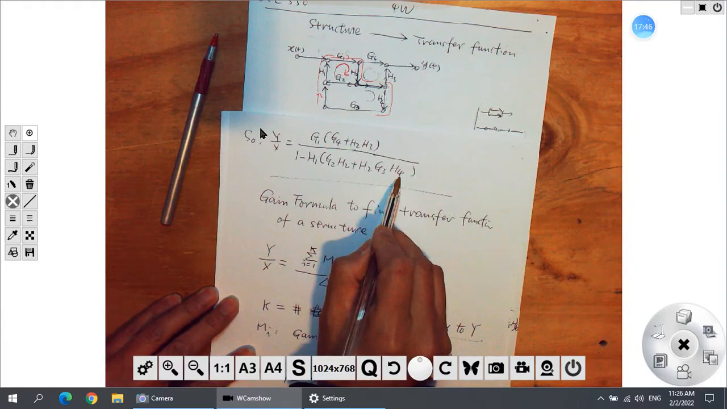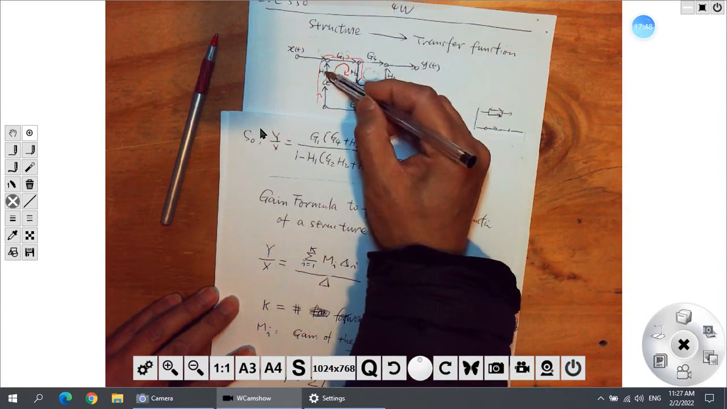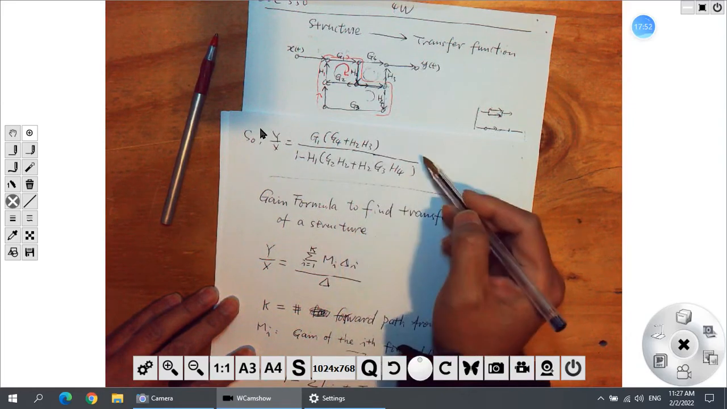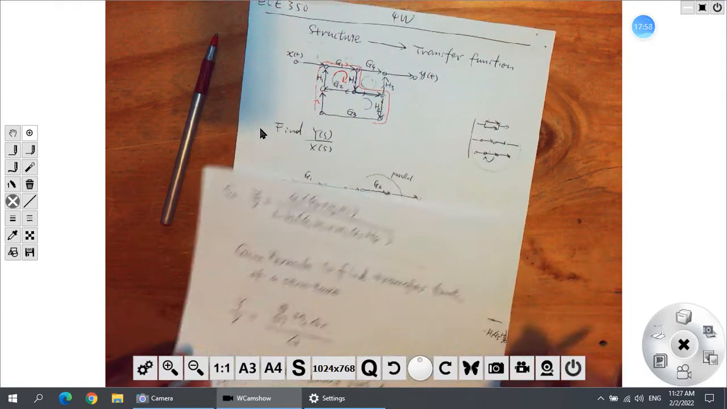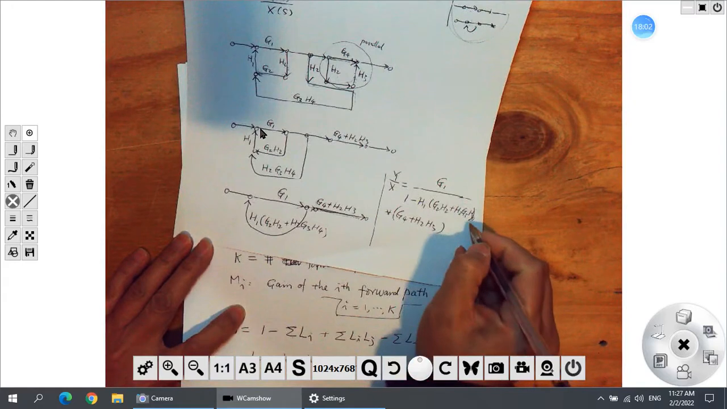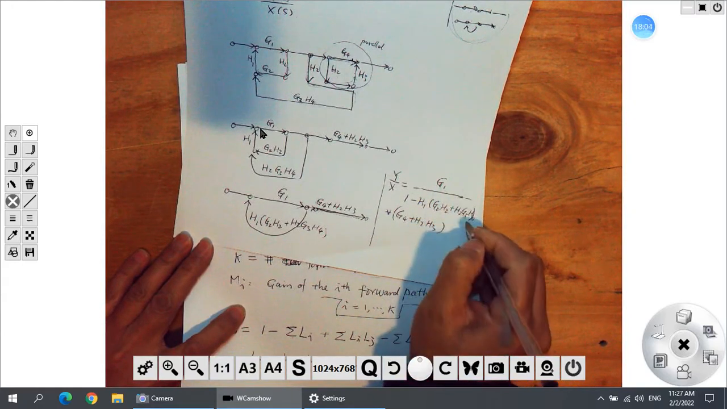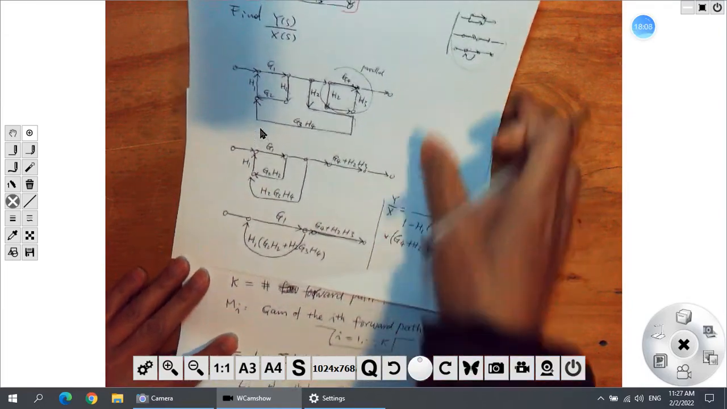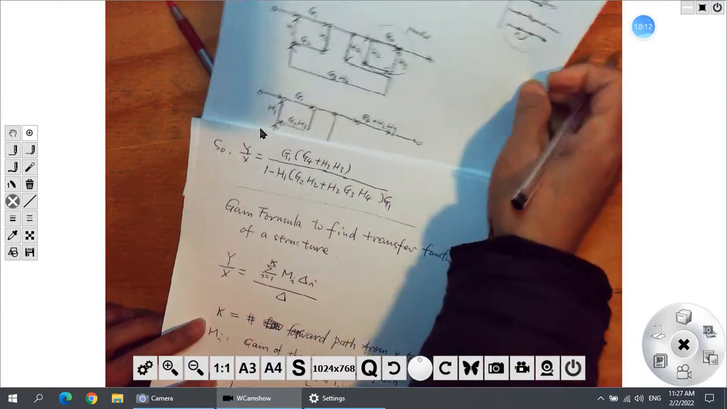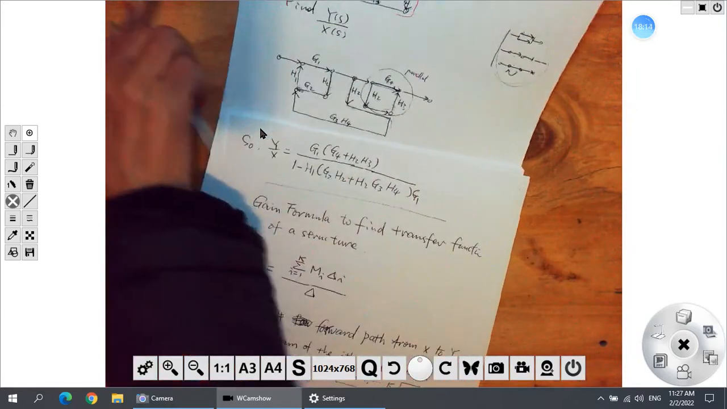Get it? You see, the first loop is H1, G1, H2. H1, G2, I think I lost something. Oh, here, sorry. Here I lost the G1. This is a feedback, right? Here's a G1. I lost the G1 here. That's a G1 here. Then here I also need a G1. And then the first term is just that loop.